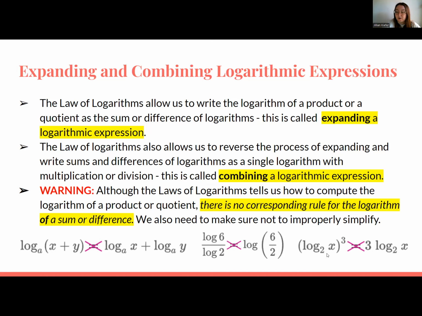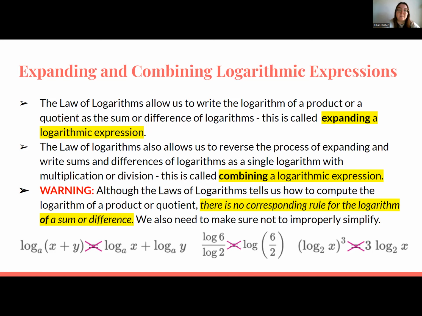Same thing goes for log base 2 of x, all of that to the power of 3. The exponent needs to be inside the term that you're taking the logarithm of, not on the outside. Because this would not be the same thing as 3 times log base 2 of x. The exponent was not being applied to just x. It was being applied to the entire logarithm. So this is also not the same. So you cannot improperly simplify in general.